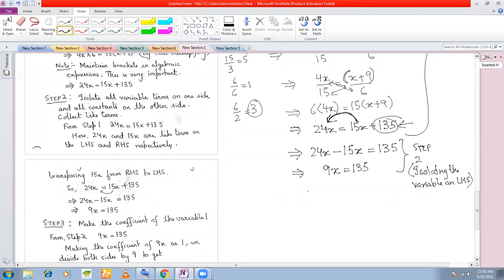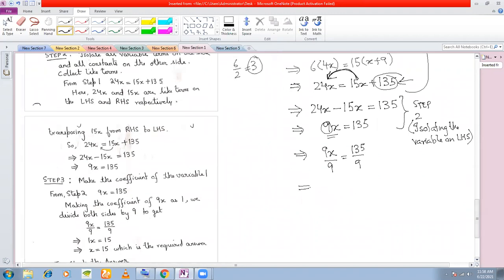And the final step is to make the coefficient of x 1. How do you make the coefficient of x 1? By dividing both sides by 9. So you have 9x is equal to 135. Because I want to make this 9 into a 1, I divide both sides by 9. Right? So in the next step, now I can write x is equal to 135 divided by 9. This will be 15. So this is your third step.